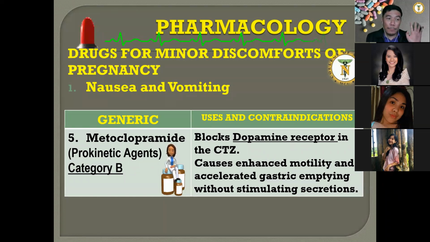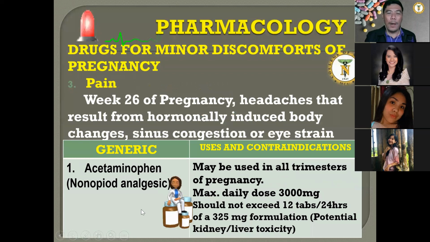We have mentioned that this is failure to demonstrate risk. Okay, may failure to demonstrate risk sa fetus, pero compared to A, it has no evidence or well-controlled studies. So these are the drugs for nausea and vomiting. Next po, how about pain? Okay, very common. Very common.